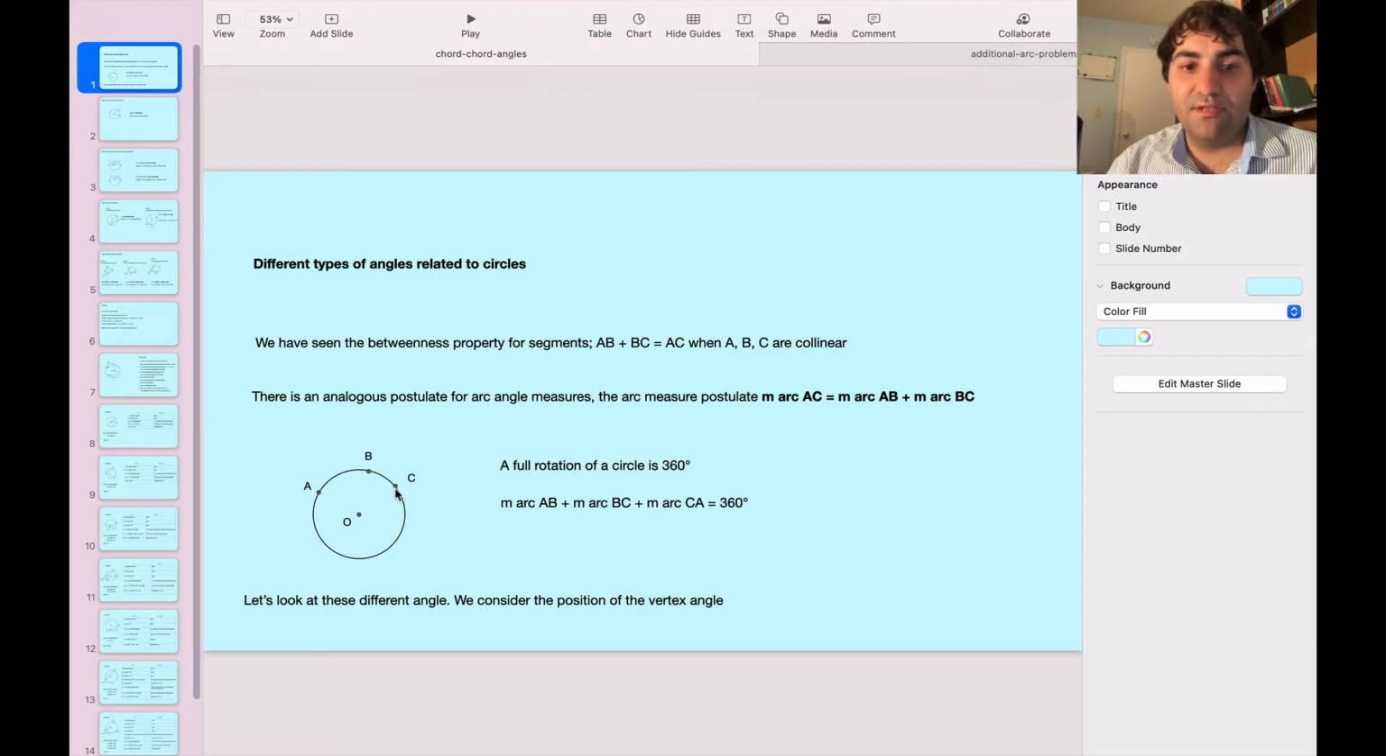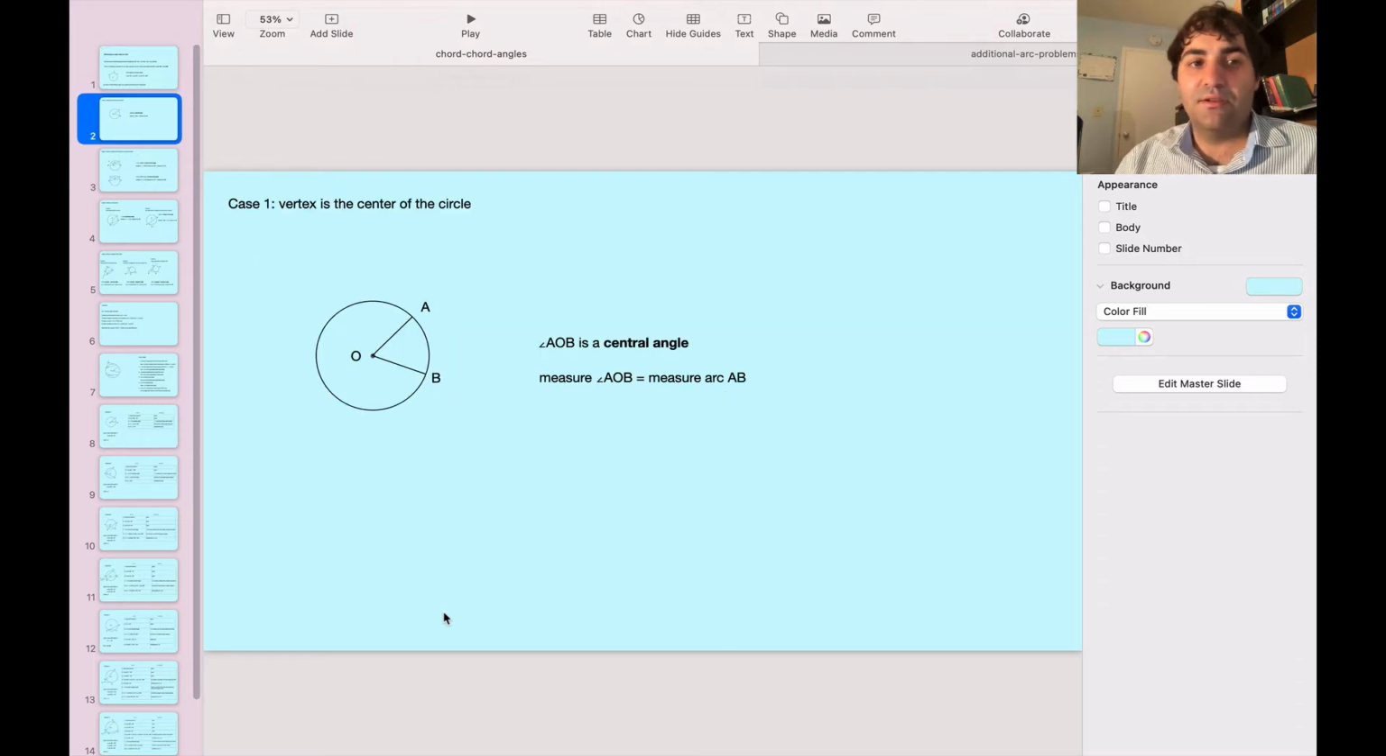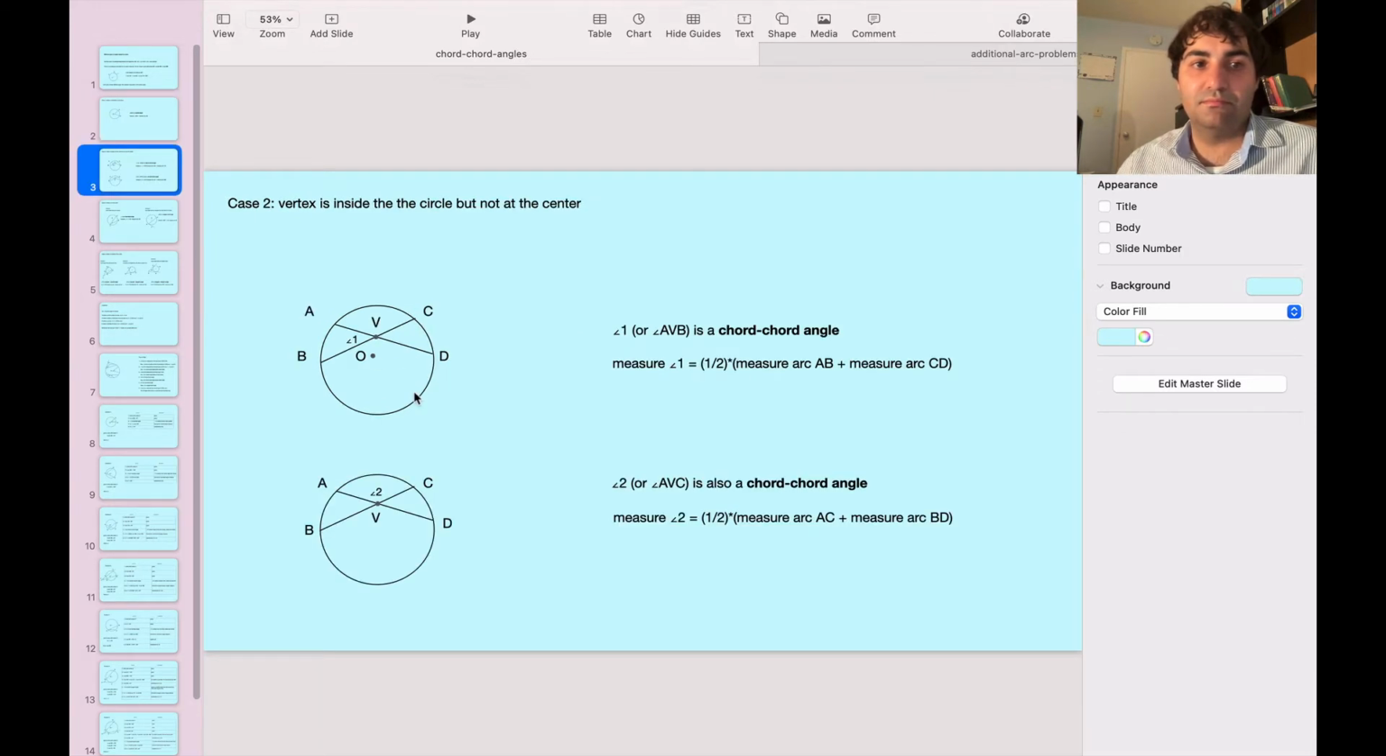A full rotation of a circle is 360 degrees. So the measure of arc AB plus the measure of arc BC plus the measure of arc CA is equal to 360 degrees. Let's look at these different types of angles related to circles, and we consider cases based on the position of the vertex. Case 1: the vertex is at the center of the circle. Here angle AOB is a central angle, which we've seen before, and the measure of angle AOB equals the measure of arc AB.